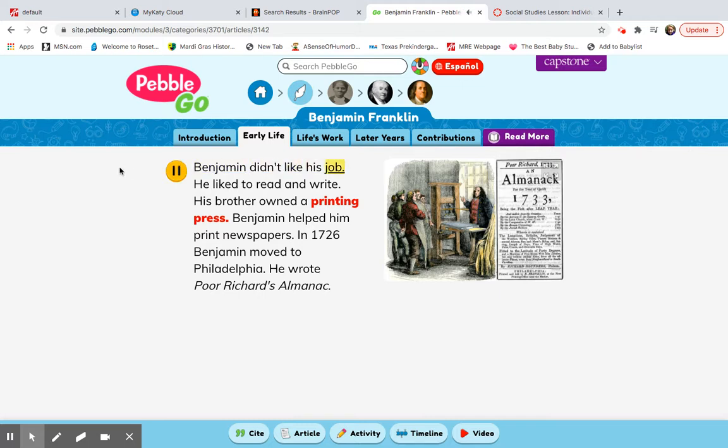Benjamin didn't like his job. He liked to read and write. His brother owned a printing press. Benjamin helped him print newspapers. In 1726, Benjamin moved to Philadelphia. He wrote Poor Richard's Almanac.